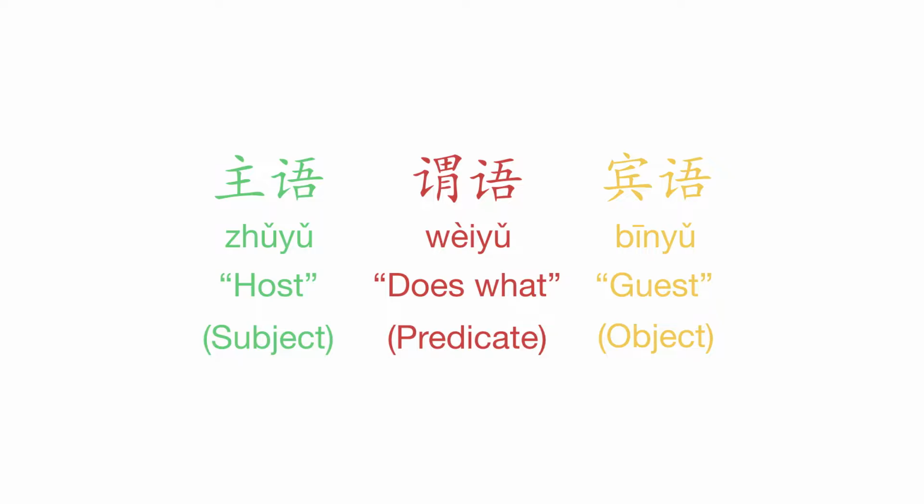And then we have 宾语, which we like to translate as guest or guest language, but you would probably know it as object. So what is the object has something being done to it in the sentence, and you don't always have to have one of these, right? So let's talk about 主谓宾.